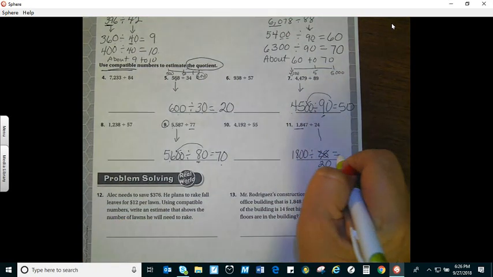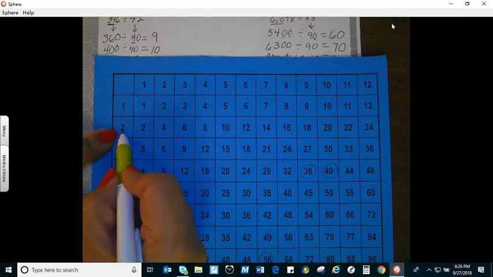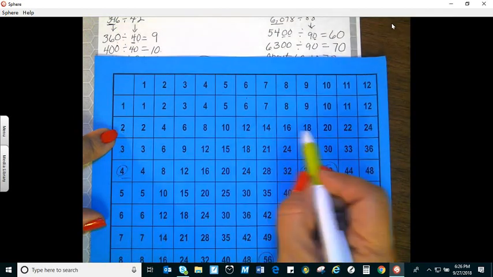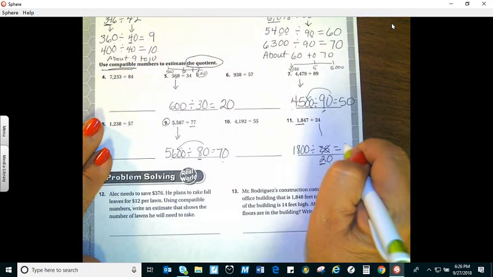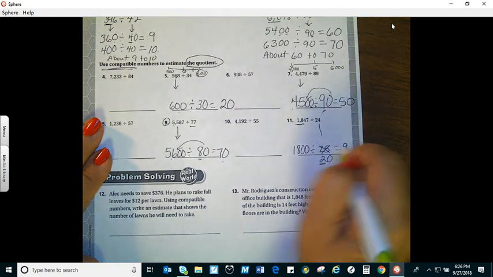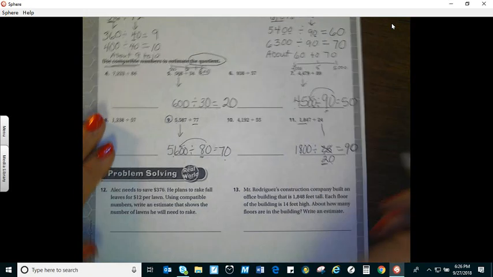Now 2 goes into 18. I'm going to bring my chart again just so that I can show you. 2 goes in 2 groups of 2, go into 18 9 times. Here's my 9. 2 times 9 is 18. My 10. So the answer is 90.